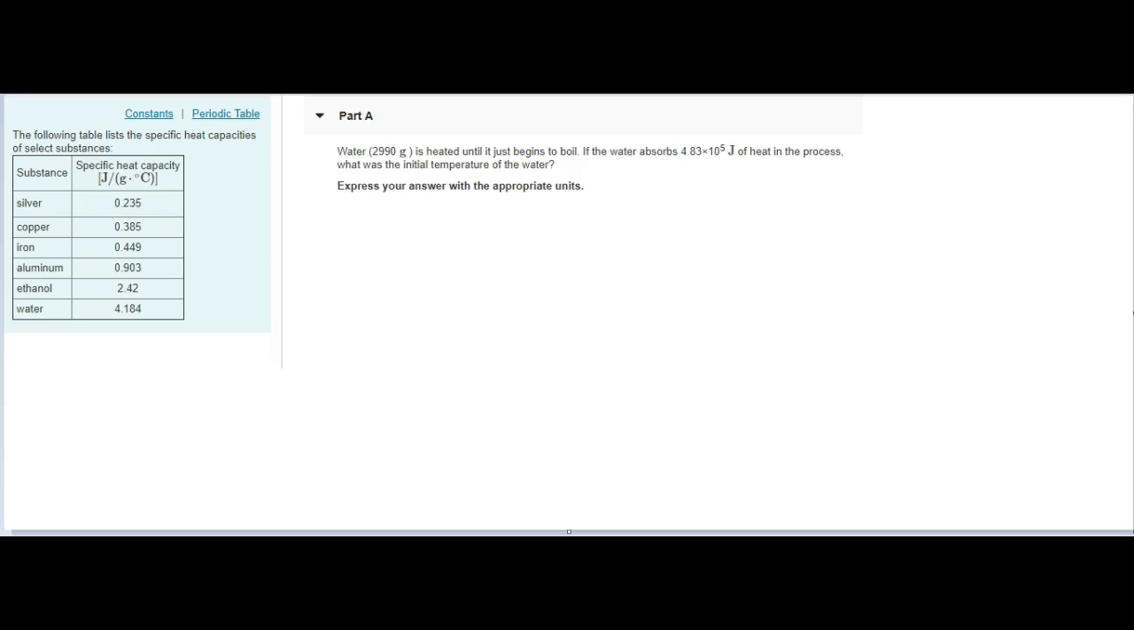Thank you for this question on the heat capacity equation. So the first thing I always like to do is write down what my given data is. So in this question of part A, it says water, we have 2,990 grams, is heated until it just begins to boil. If the water absorbs 4.83 times 10 to the power of 5 joules in the heating process, what is the initial temperature of the water? So we're looking for the initial temperature of the water. That's what we're trying to find.